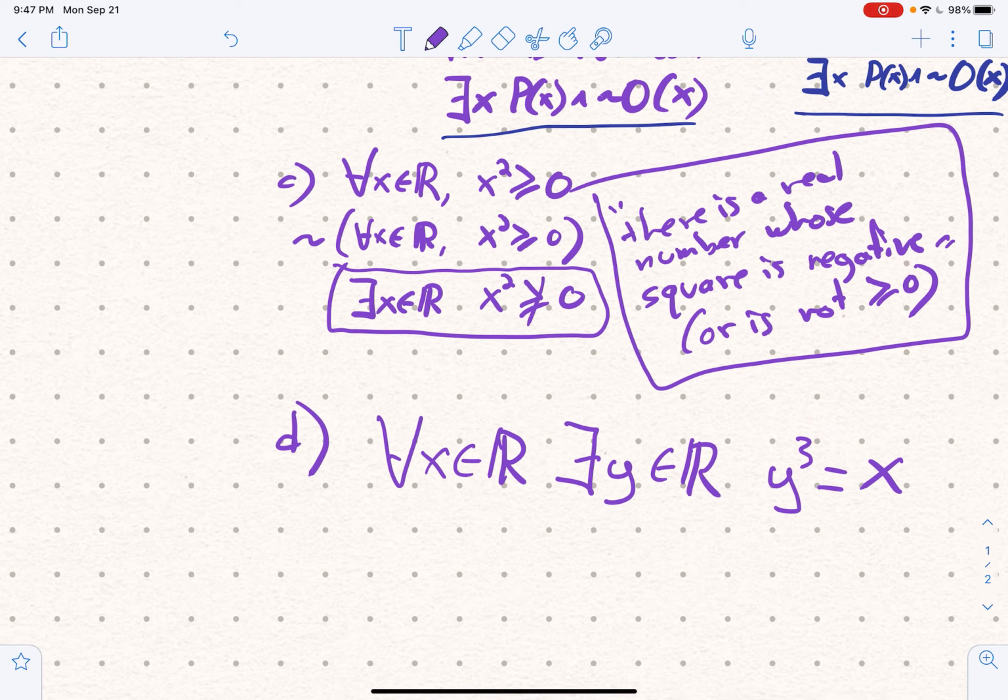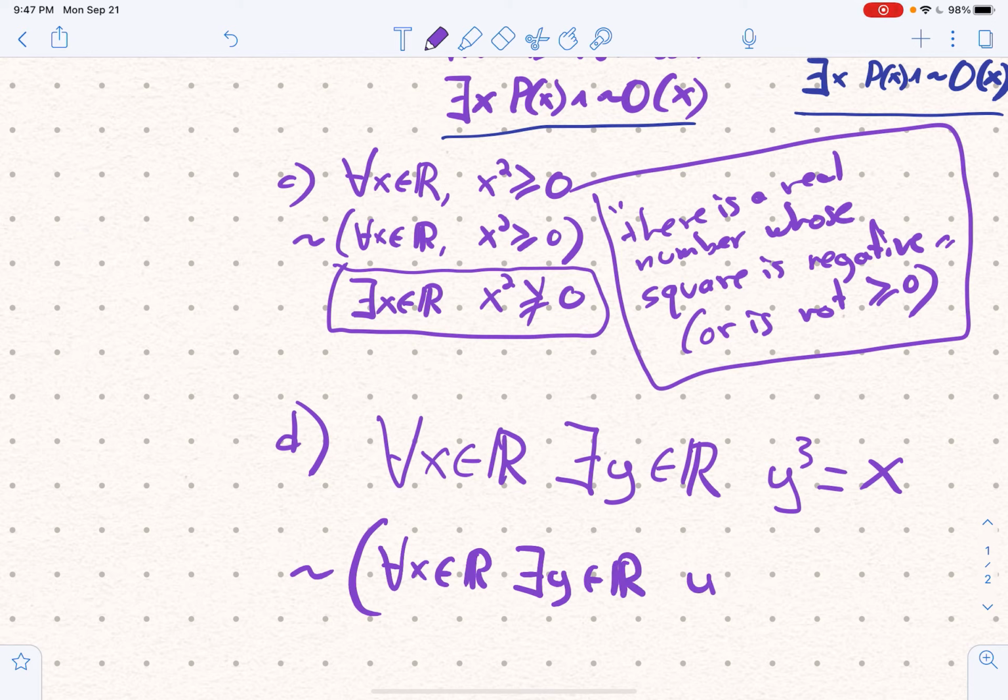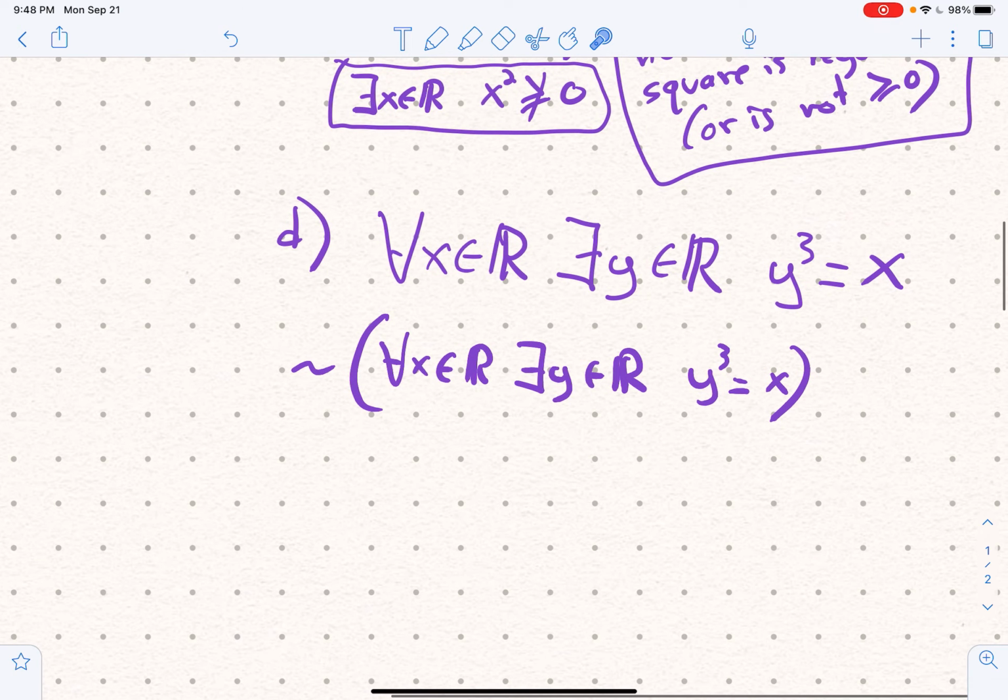And what we would like to do is negate the statement, the negation of, for all x in the real numbers, there exists a y in the real numbers such that y cubed is equal to x. All right, and we're trying to untangle the meaning of this negation. So what does it mean? Well, I want to do it once again in two different ways. This time, first I will do it by using the rules, and then I will do it by thinking through what it says.